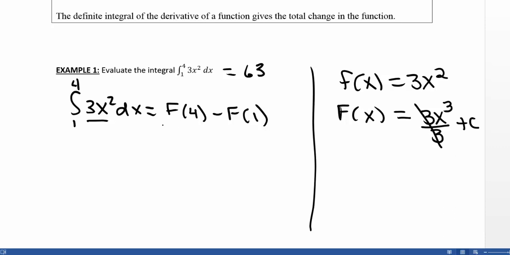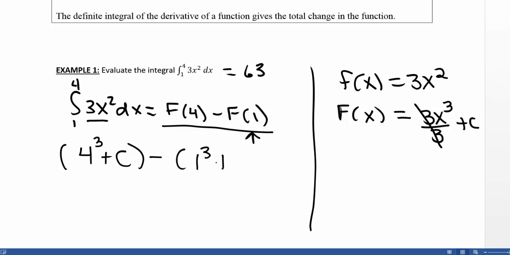So if we talk about F of 4 and F of 1, we're talking about the antiderivative at 4 minus the antiderivative at 1. So for us, that would mean we'd be plugging a 4 into x cubed. So we'd have 4 cubed plus c minus, now we need to plug in a 1. So we're going to have 1 cubed plus c. Now notice that we have a c in the first term, and then we have a minus, and then we have a c in the last term. That tells us the c's are going to cancel.